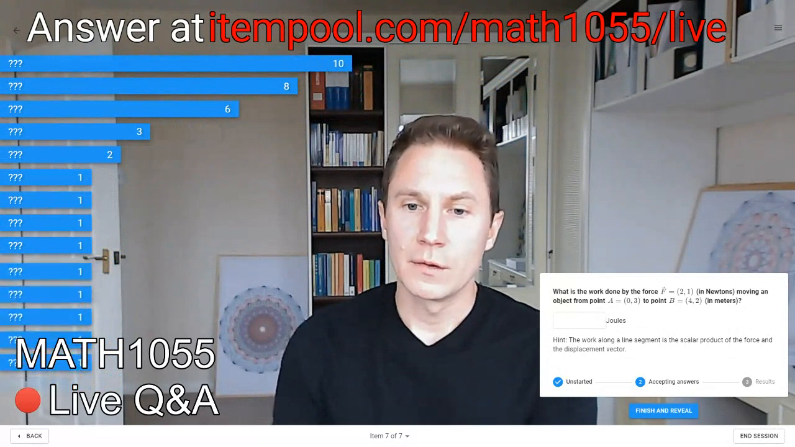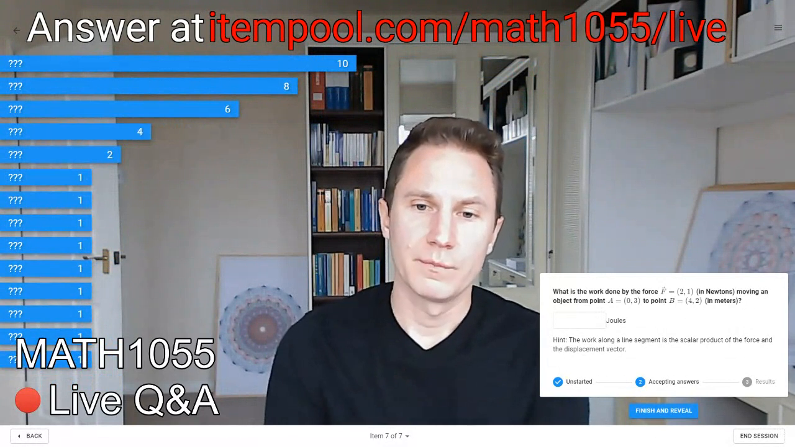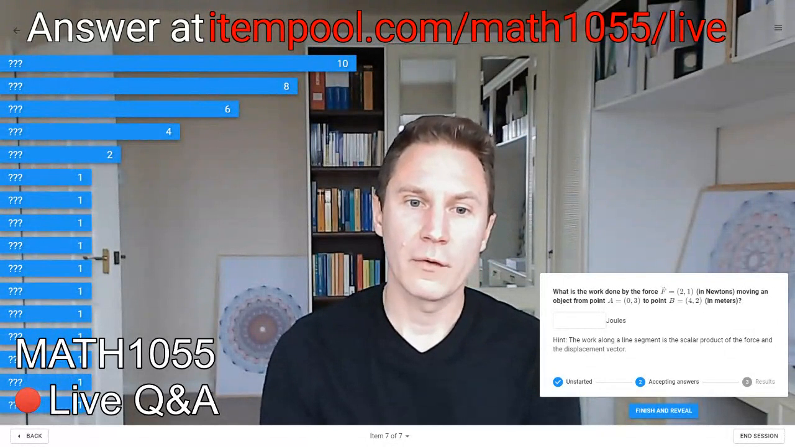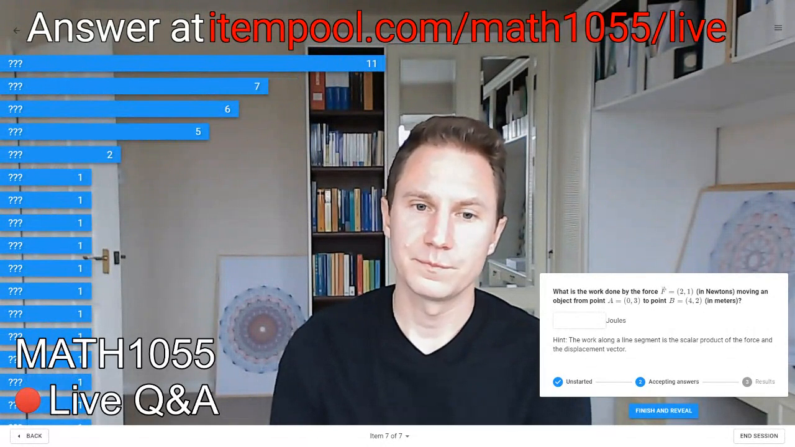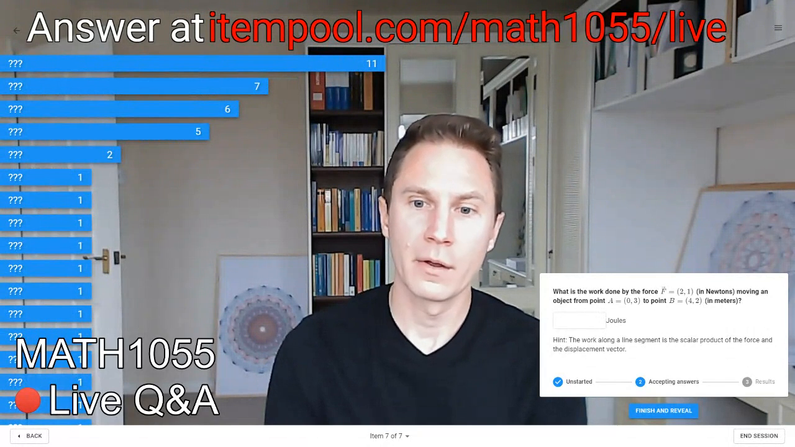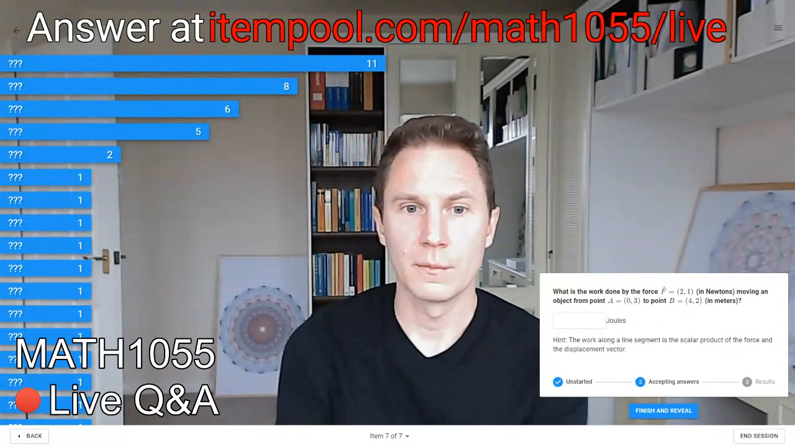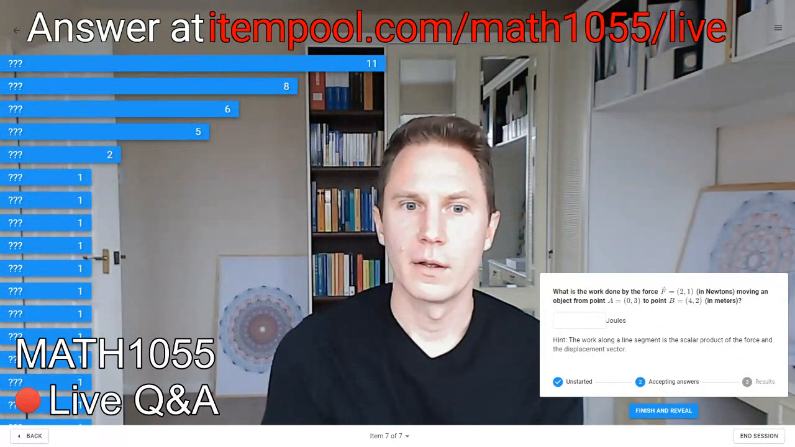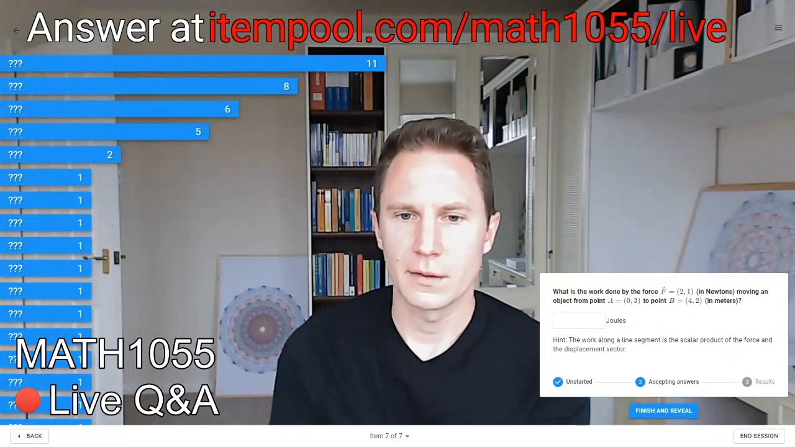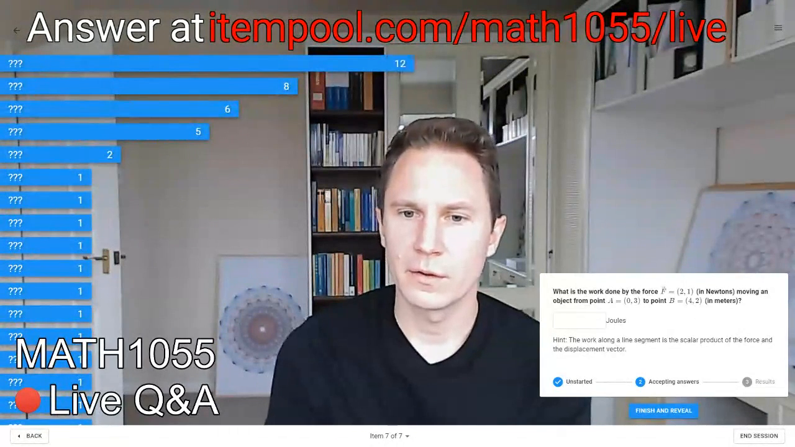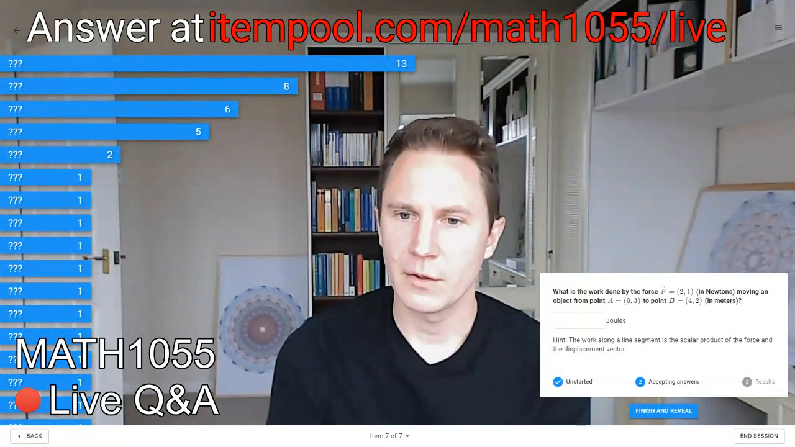So of course here the work is done along a line segment, so a straight line. If we would have a more complicated path, like some sort of curve, then we would have to do an integral. That is something you would learn in calculus or later on. But work being done along straight lines is kind of easy.